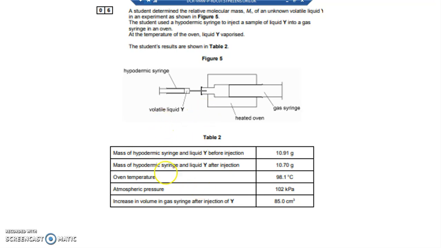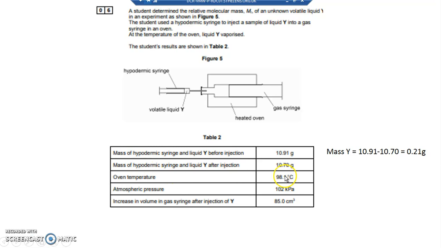Okay, so let's try and get these experimental values into the right units and calculate some masses and so forth. So first of all, the mass of the Y, the mass of the syringe before injection was 10.91. After some of Y had been injected into the larger syringe, it's gone down to 10.70. So if I subtract the two, I've added 0.21 grams of Y from the small syringe into the large syringe. So I've now got 0.21 grams of Y in the large syringe.